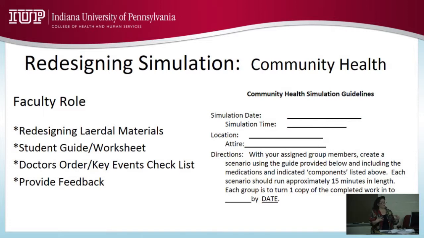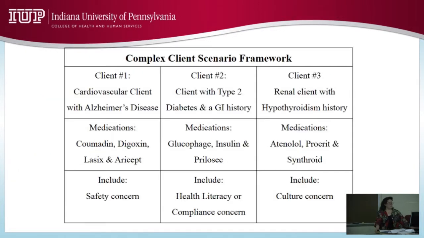As part of the guide, we had 3 clients, and we had groups of 6 or 7 students in each of the groups, and we tried to have them create a complex client situation. Client 1 was a cardiovascular client that also had Alzheimer's. Client 2 was a client with type 2 diabetes who also had a GI history, and client 3 was a renal client who had hypothyroidism.